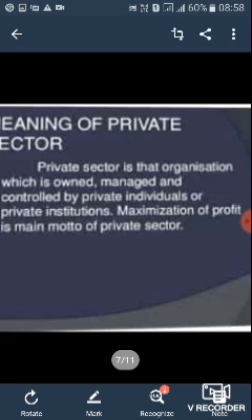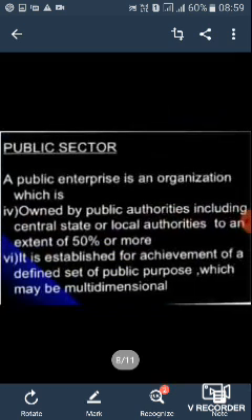And what is the aim of the private sector? Maximization of profit. So that is the aim of a private sector. So any company which is owned, managed, controlled by a private individual becomes the private sector. It can be a small business, medium size, any kind of business. So that is what a private sector is.